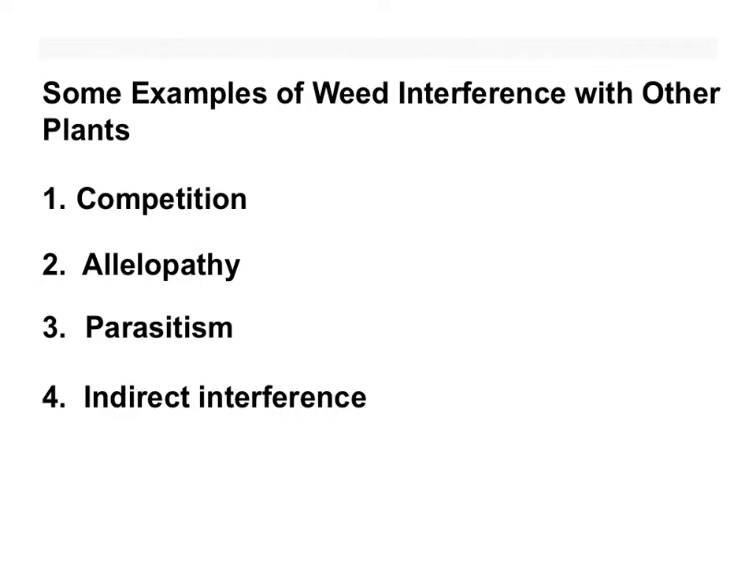In the second half of Section 7, let's look at some examples of weed interference with other plants in terms of competition, allelopathy, parasitism, and indirect interference.